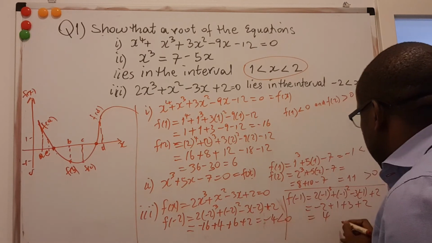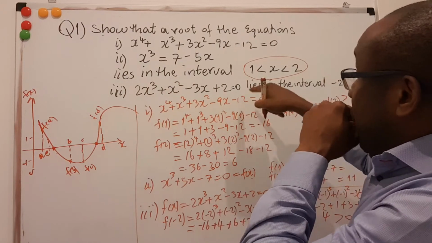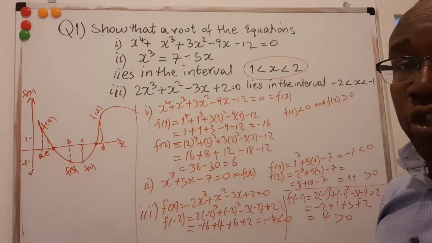So this was less than 0. This is greater than 0. Therefore, this equation has a root that lies in the interval minus 2 to minus 1.